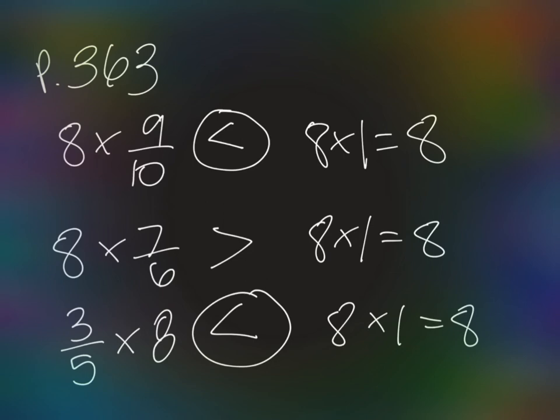So the answer for question number 2 is 8 times 9/10 is the correct answer, and 3/5 times 8 is the correct answer, because they both are going to be less than 1.